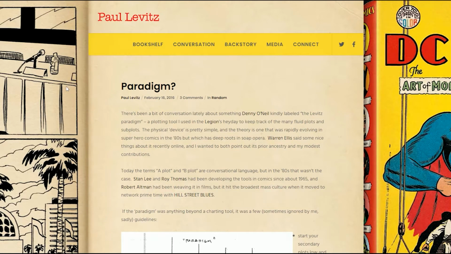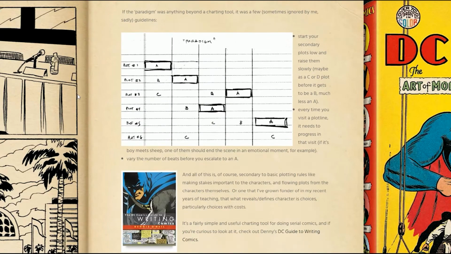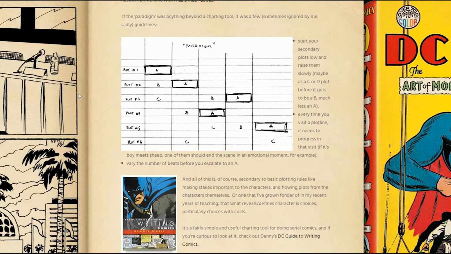Today we're talking about the Levitz paradigm. This is something that can enhance your storytelling by making you a little bit faster. The Levitz paradigm was created by Paul Levitz and it's used to sort out the different storylines with DC Comics, like with the Justice League.